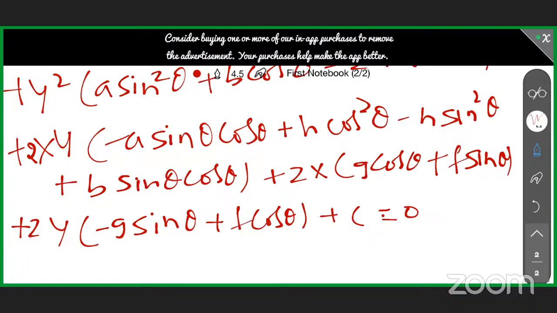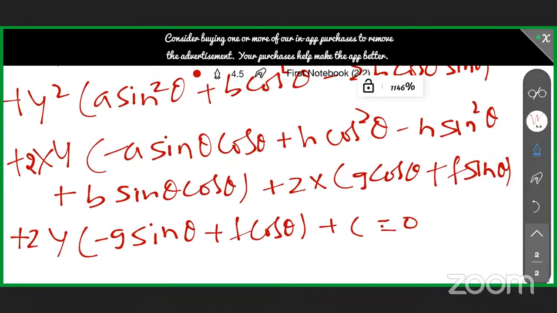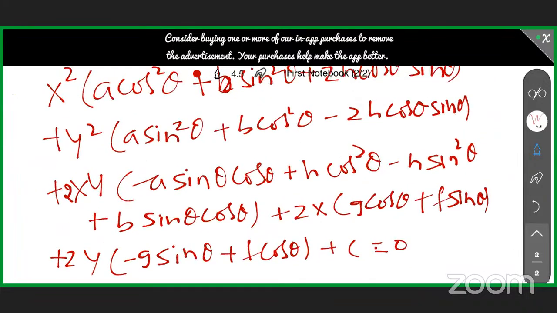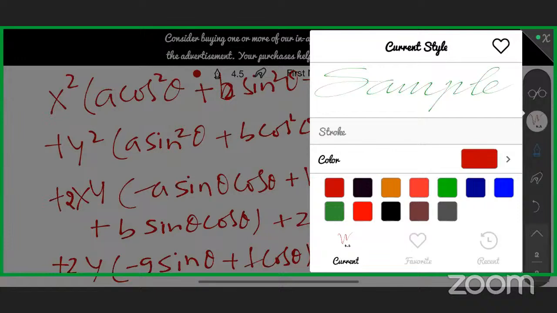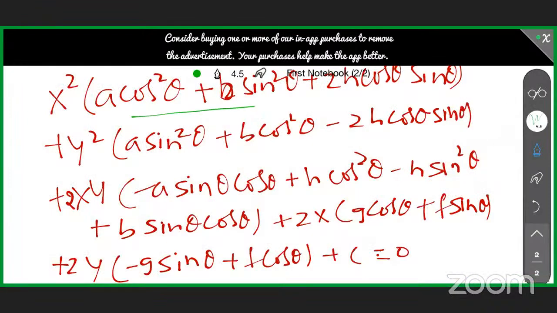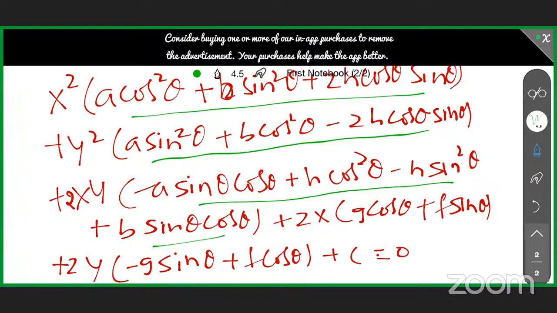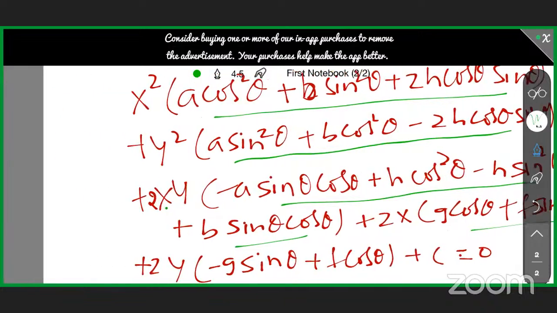So my equation, when I use this transformation, if you look carefully, has reduced to this form. That is, in the place of a, all these things are there, in the ax square. In place of b is there b y square, 2h xy, 2gx, 2fy plus c is equal to 0.